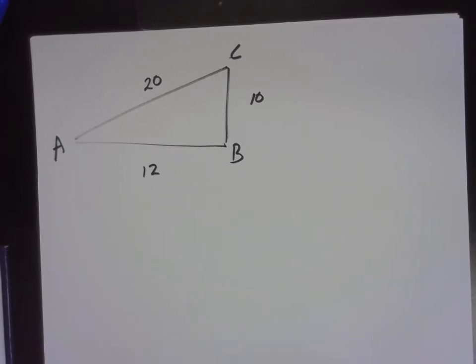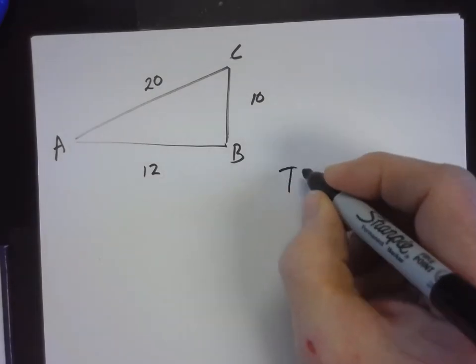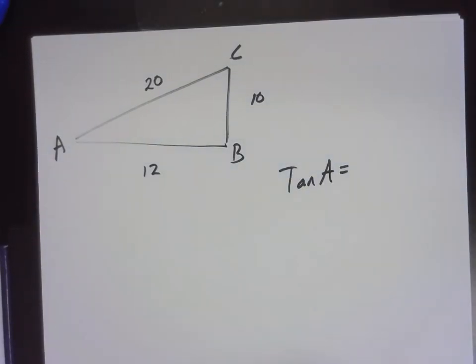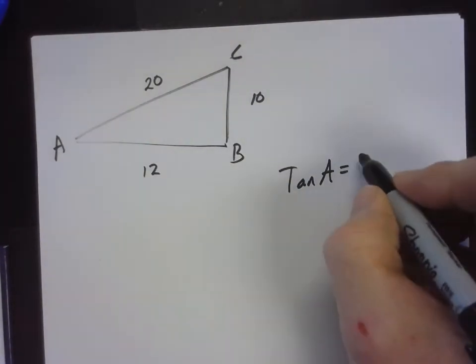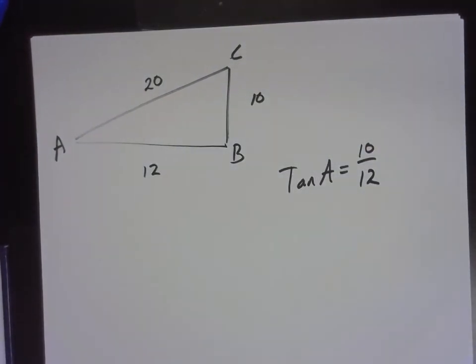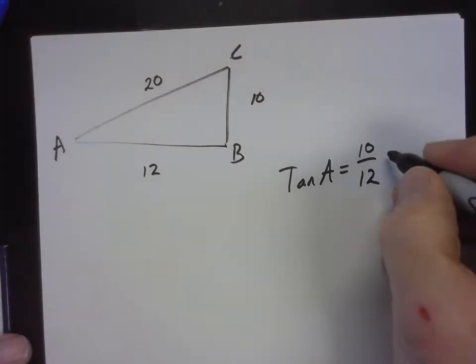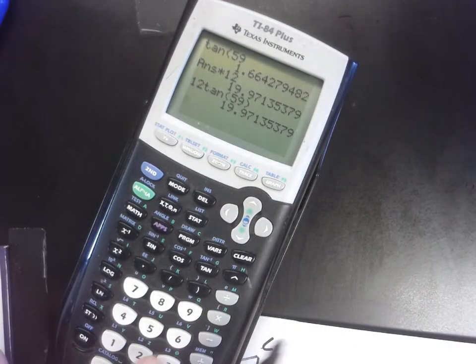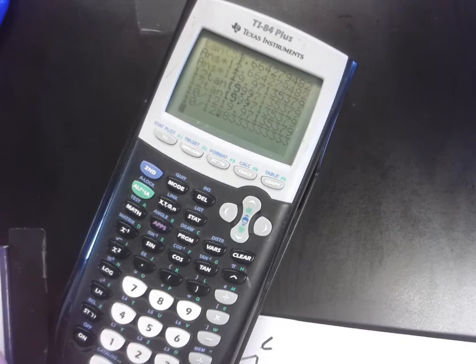Okay? And all you have to do is say the tangent of angle A is the opposite divided by the adjacent side. It's 10 over 12. That's it. And I think it says to give it as a decimal. So you would figure out what 10 divided by 12 is as a decimal. Probably round it off.